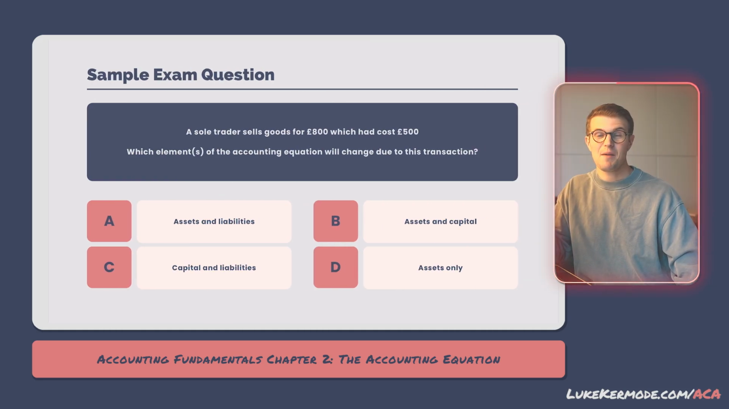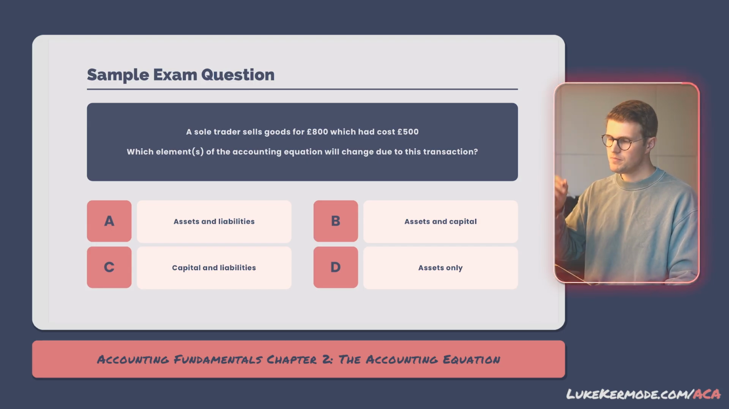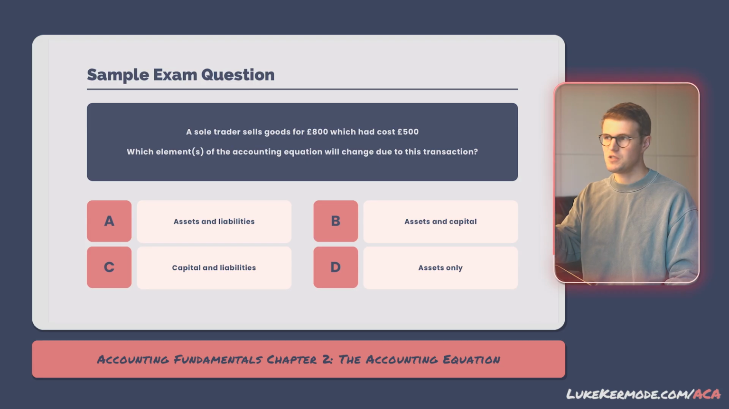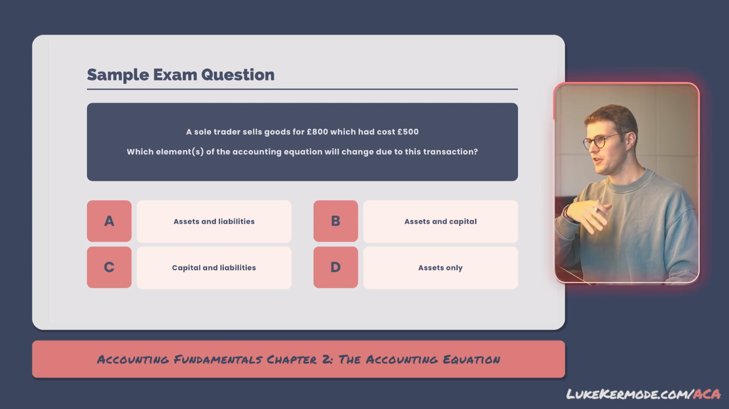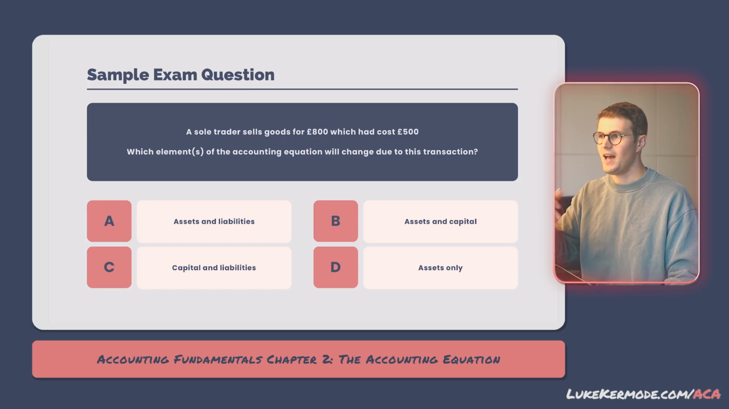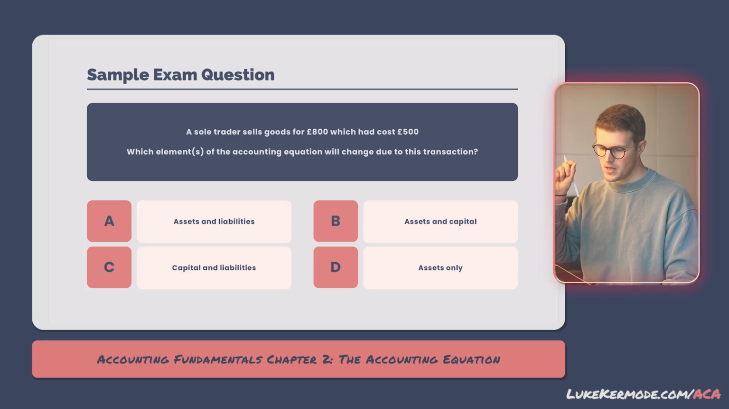Let's work through another exam style question about how certain transactions impact the accounting equation. So a sole trader sells goods for £800, which originally cost £500. Which element or elements of the accounting equation will be impacted as a result of the transaction? Is it A, assets and liabilities, B, assets and capital, C, capital and liabilities, or D, assets only? Let's pause for a moment, have a go, and we'll walk through it in a second.